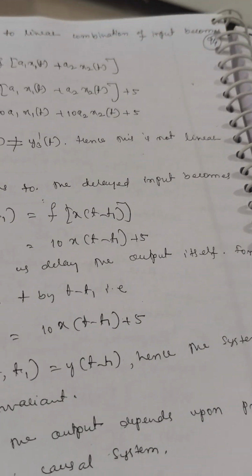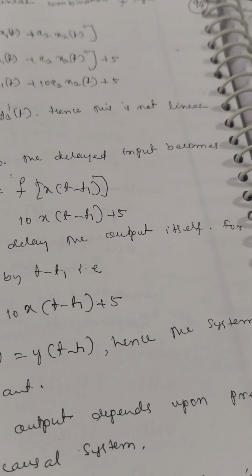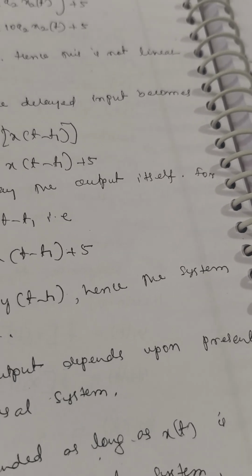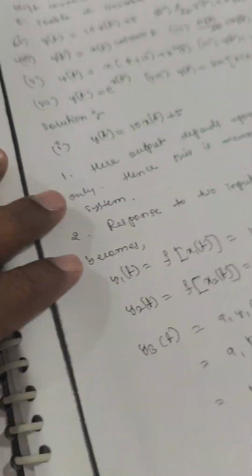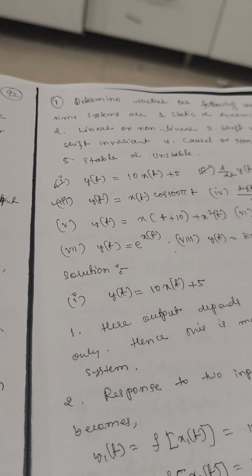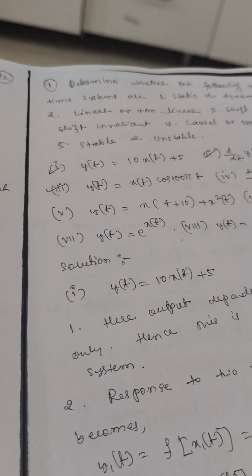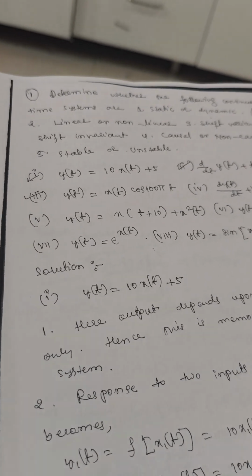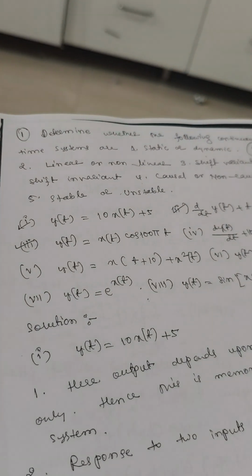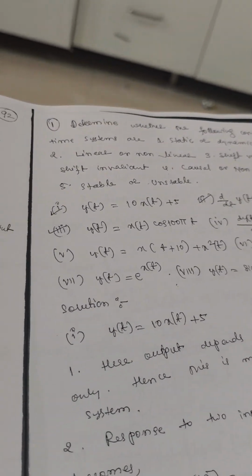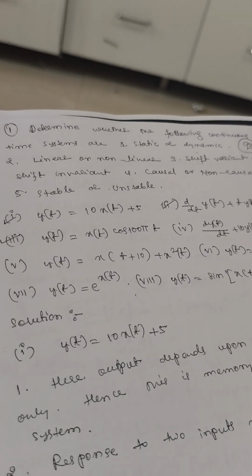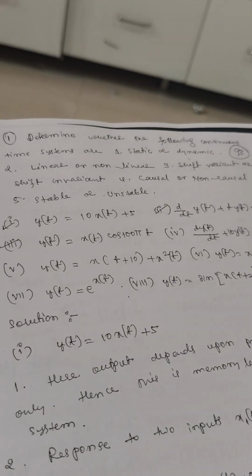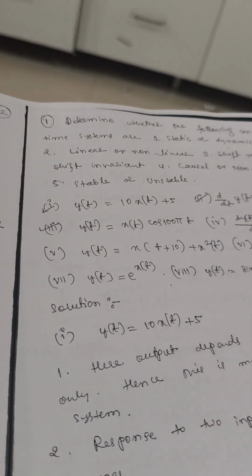That is about how we can determine the various properties of a system. In the exam also they will give a particular equation. There are so many problems, but for your understanding I am discussing only one problem here. If you take any equation and apply these rules, you will find out whether the system is linear or non-linear, shift invariant or variant, causal or non-causal, and stable or unstable.